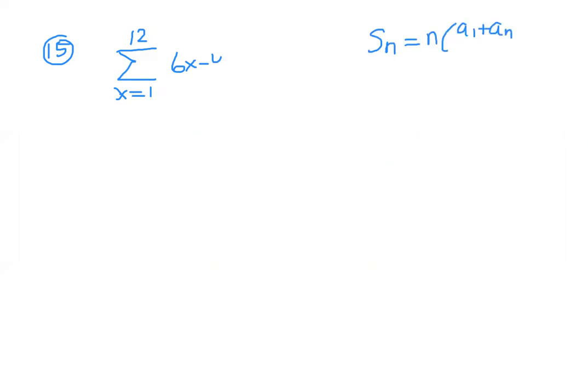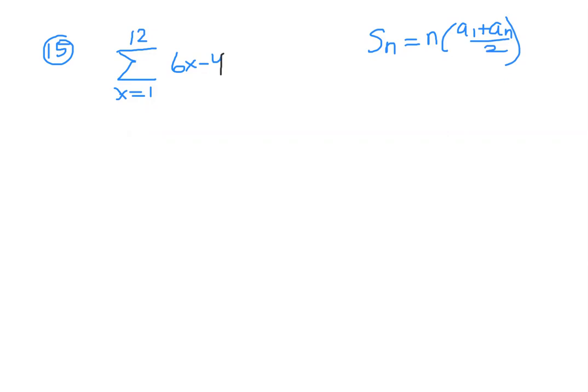Now we're using summation notation. Remember last time when we used summation notation, what does that mean? This is x goes from 1 to 12 of 6x minus 4. Okay, I'm going to put these formulas over here. And 6x minus 4.